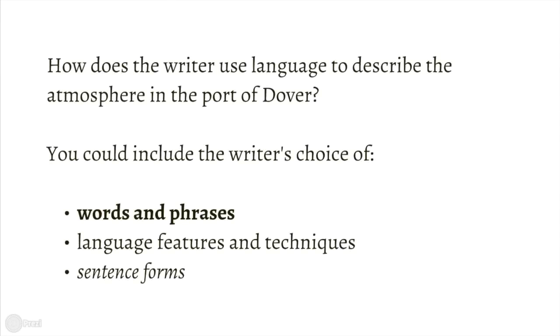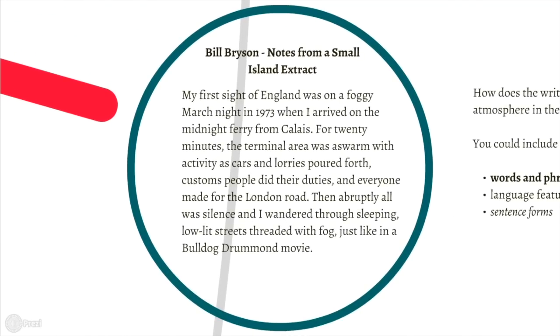Hello everybody and welcome to part 2 of the video on question 2 on paper 1 of the AQA GCSE English language exam. Now at the end of part 1 we looked at this question: how does the writer use language to describe the atmosphere in the port of Dover? And we discussed how we were looking for words and phrases in the extract in order to answer this question, and this was the extract that I gave you to have a read through.